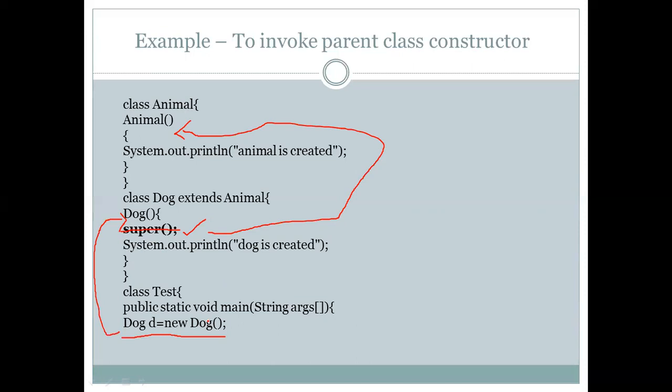So whether you give super explicitly or you do not give it, the parent class constructor will be invoked first. So the output will always be animal is created followed by dog is created. I hope you are now able to understand the clear usage of the super keyword. Let's meet in the next video.